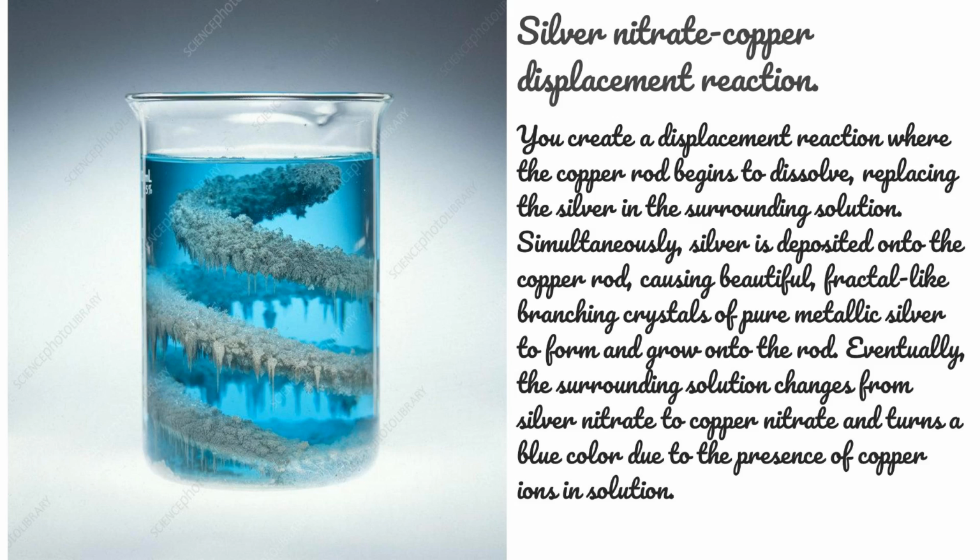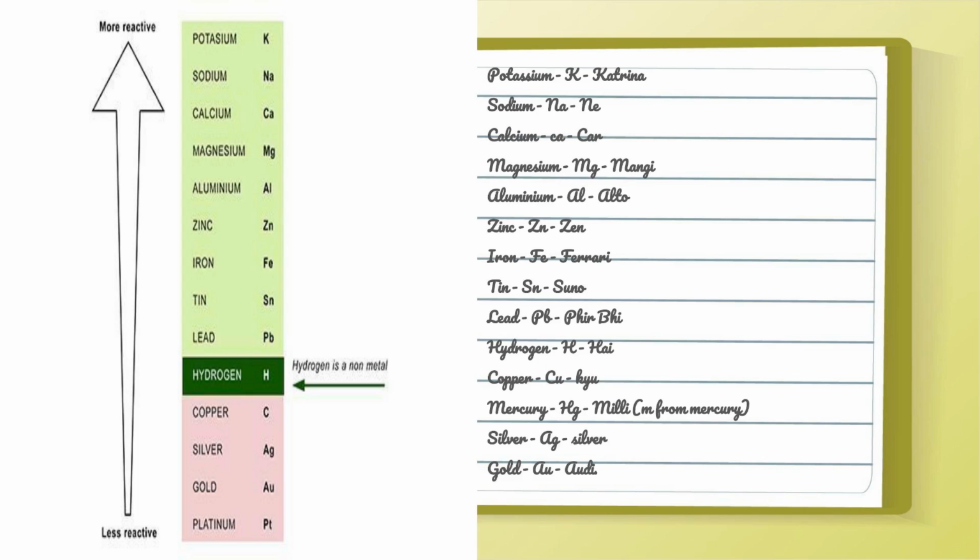Simultaneously, silver is deposited onto the copper rod, causing beautiful, fractal-like branching crystals of pure metallic silver to form and grow onto the rod. Eventually, the surrounding solution changes from silver nitrate to copper nitrate and turns a blue color due to the presence of copper ions in solution. Copper is more reactive than silver as it is higher in the reactivity series. Therefore, copper displaces silver from silver nitrate solution.